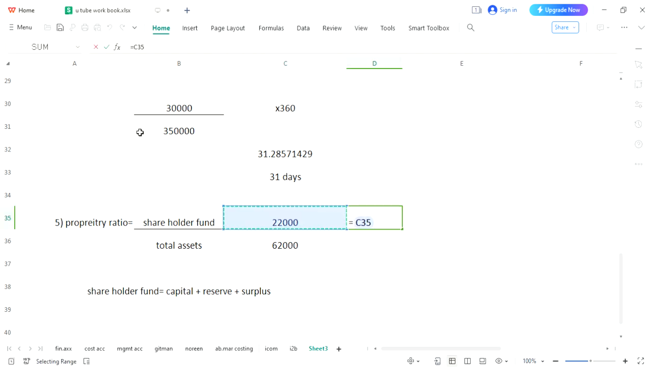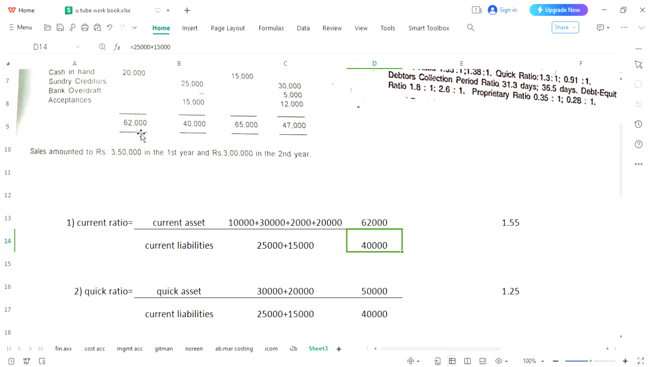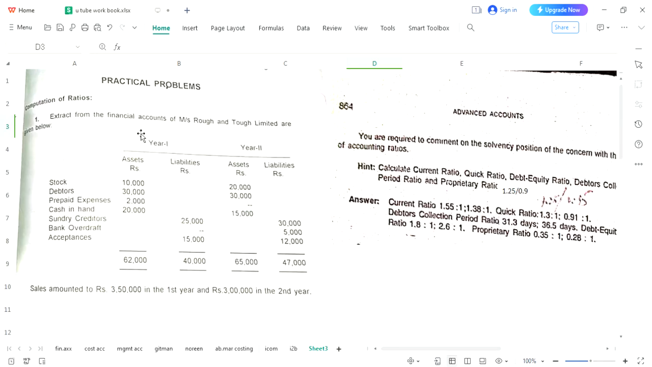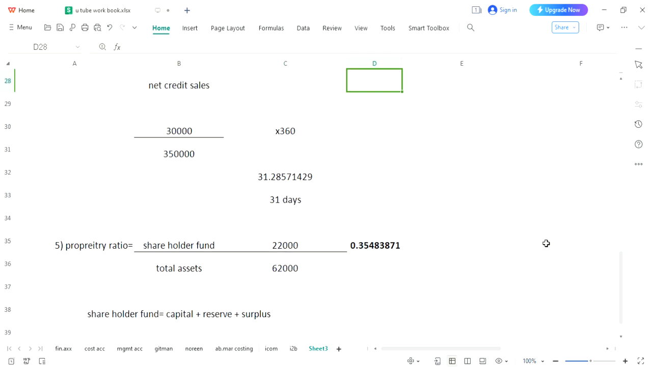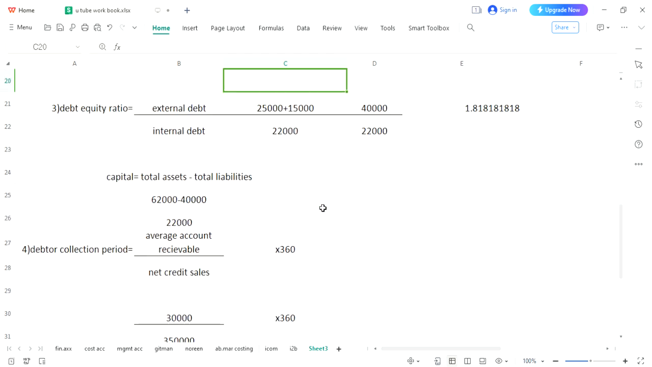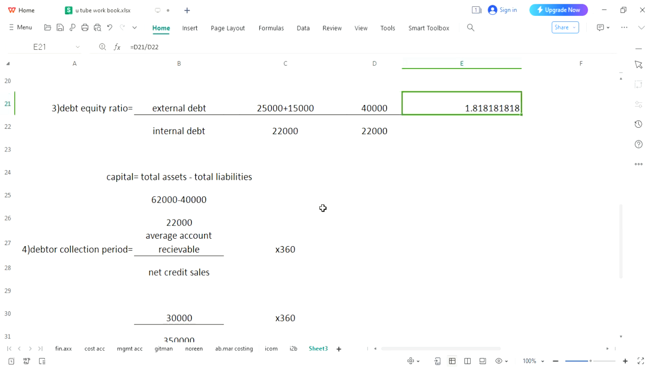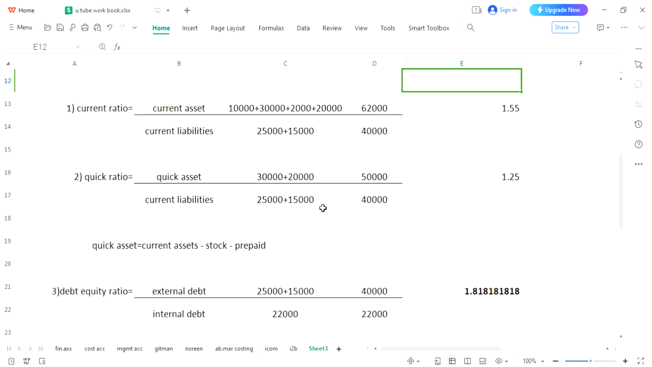Let's put it on calculator. 22,000 divided by 62,000. So we have got 0.35. And what we have calculated is proprietary ratio. Look at here, proprietary ratio 0.35, and we have answer 0.35. In this way, guys, we have completed our half part of the question where all answers are matched. First year is completed.